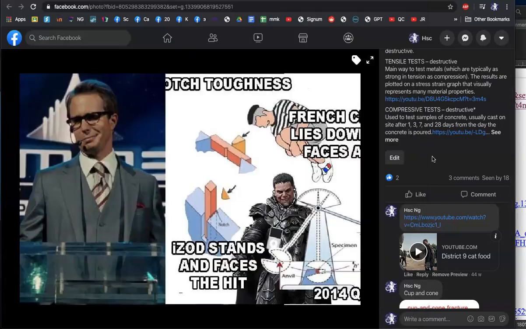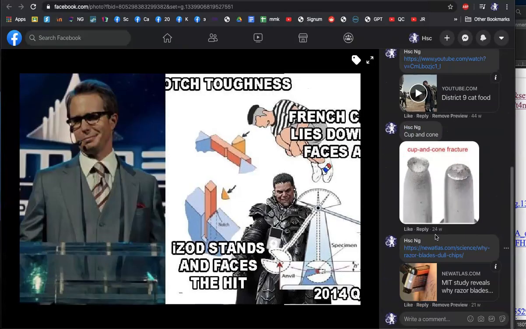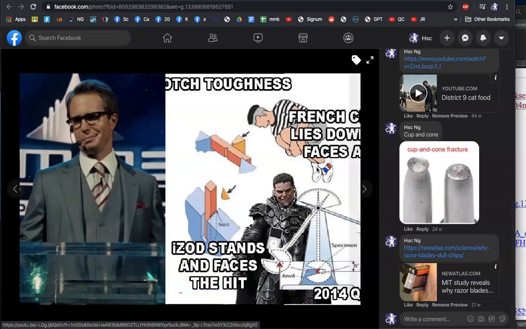If you see down the bottom here, I have a link to a study from MIT talking about why razor blades chip, even though they're so hard and they're cutting something that's much softer than the razor blade. And that's because of very, very tiny cracks, is the answer.